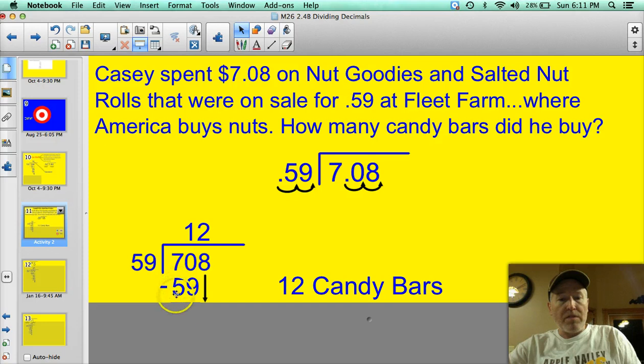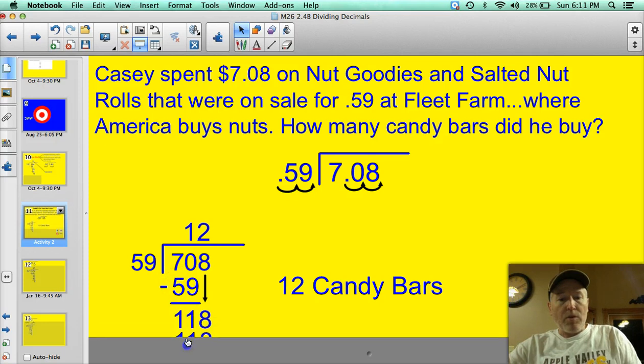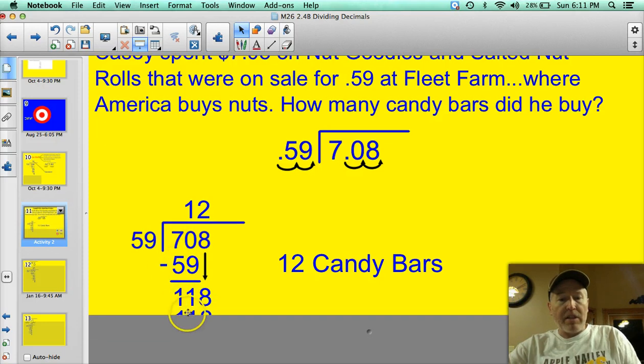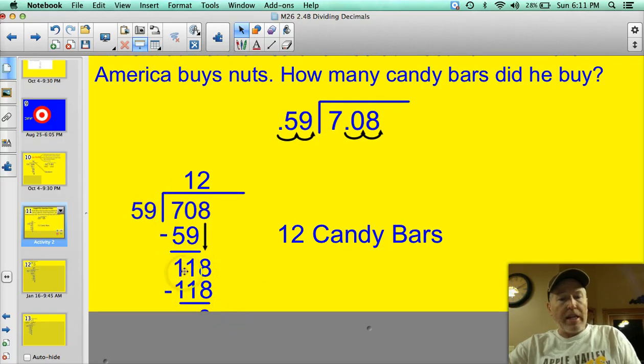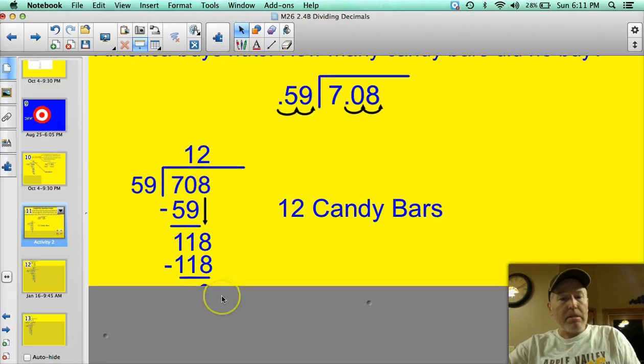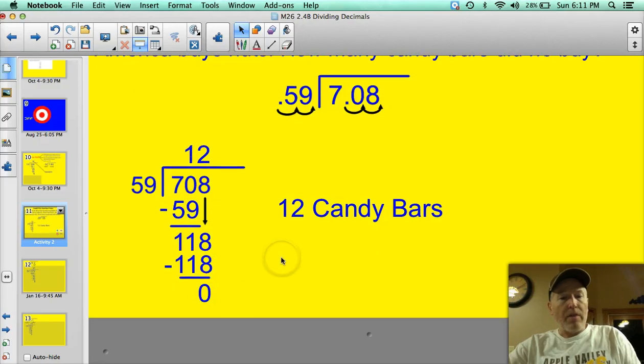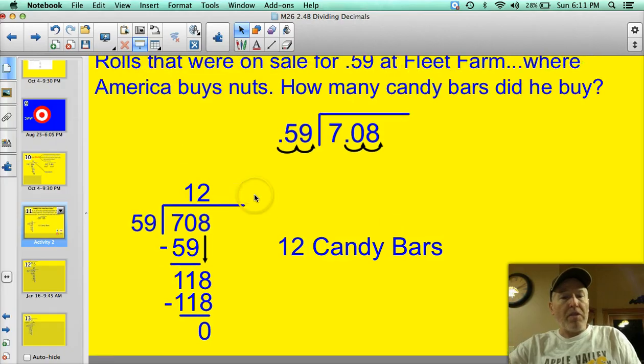59 times 1 is 59. So when I subtract 70 minus 59, I have 11 left over. Does 59 go into 11? No, it doesn't. So I bring down that 8. That gives me 118. And 59 goes into 118 2 times. I have 0 left over. My quotient is 12. The answer to the word problem, how many candy bars did he buy? He bought 12 candy bars at 59 cents a piece.